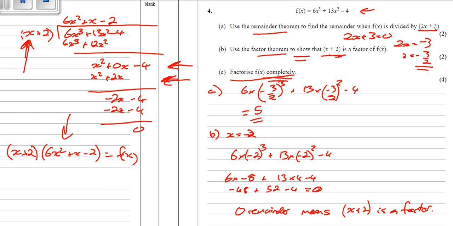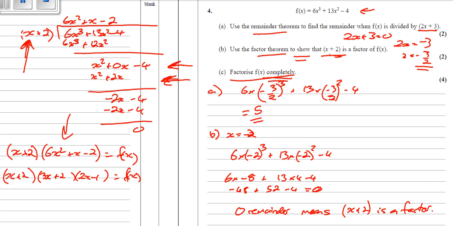Because what we've got to do now is factorize this bracket here. So 6x squared plus x minus 2: 3x and 2x, plus 2, minus 1. So that works. That's going to be 4x minus 3x, which is plus 1x. Yeah, that works. And that equals f of x. And now that's factorized completely.